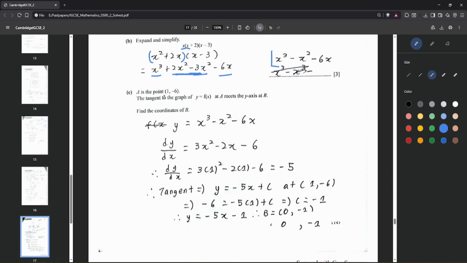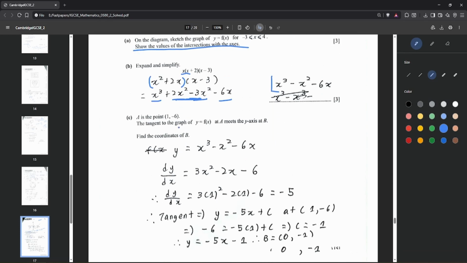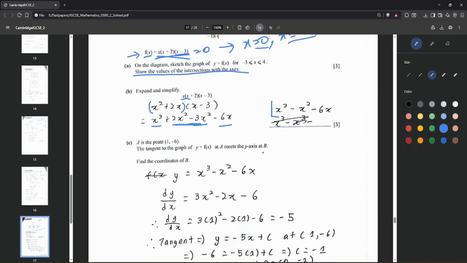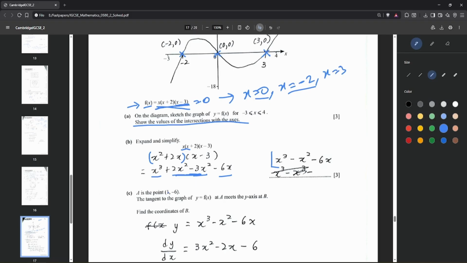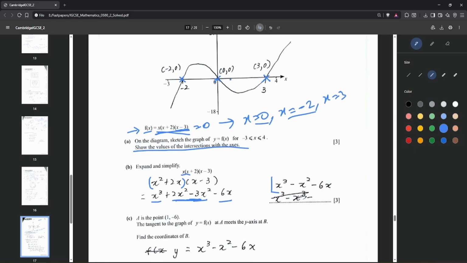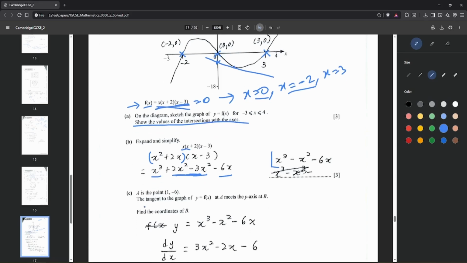Alright, next we have A is the point 1 and 6. The tangent to the graph of y equals f(x) at A meets the y-axis at B. Find the coordinates of B. So let's imagine this. A is a point on the graph, right? So roughly around here the tangent hits at A, so this is roughly around here. We need to find the value of this, which is B.